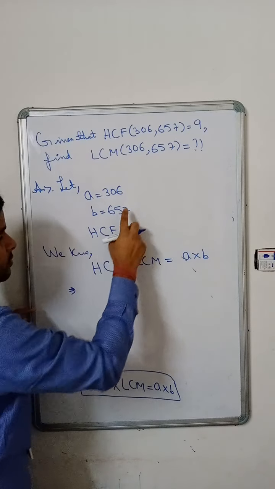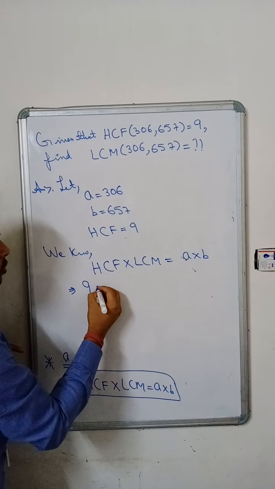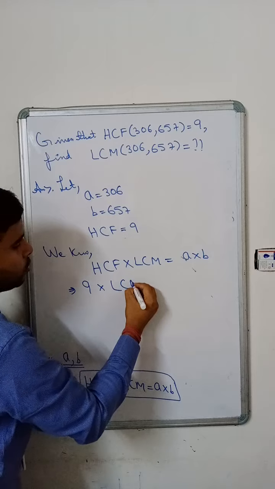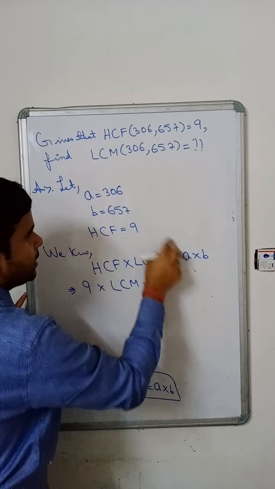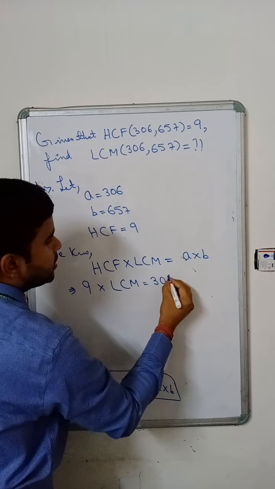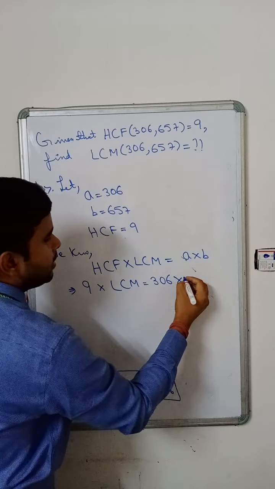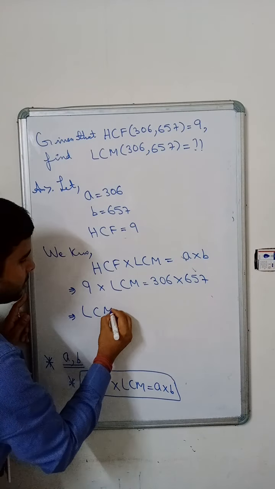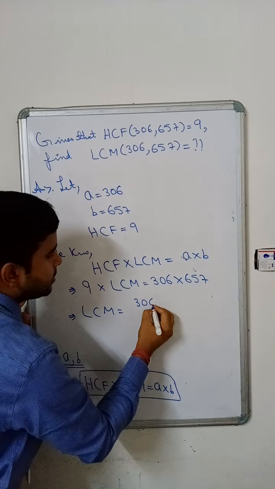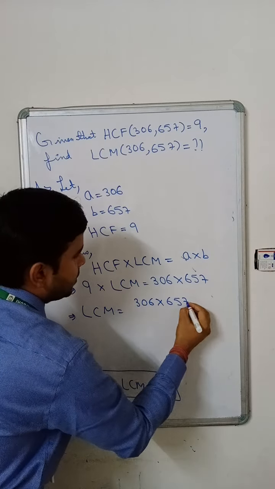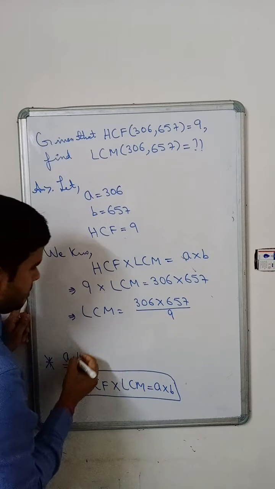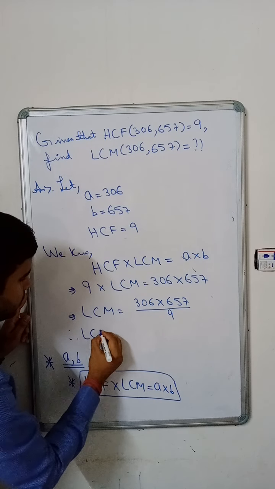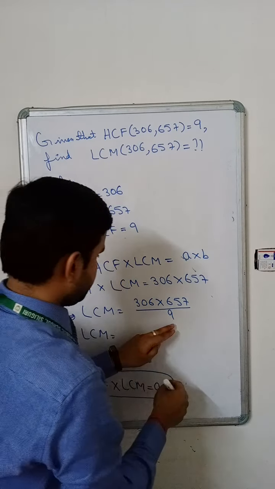And what are those two numbers? We know here HCF is known to us, LCM we don't know. What is the value of A? It's 306. What is the value of B? It's 657. So what will be LCM? It will be 306 into 657 divided by 9. So let us simplify and see what is the answer.